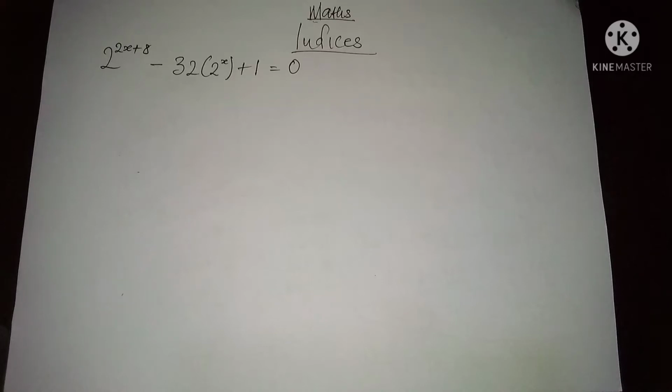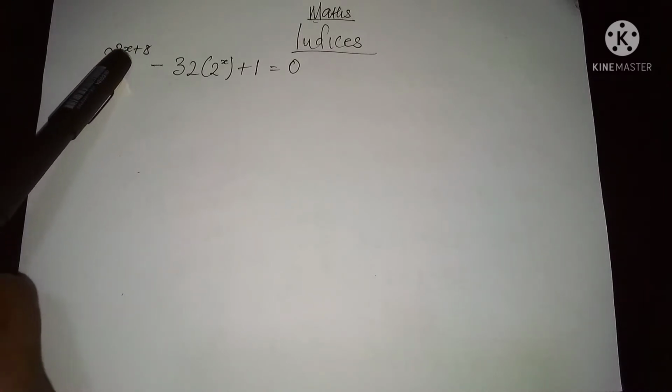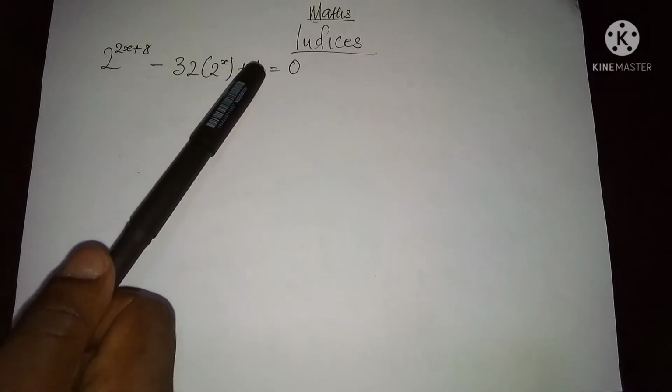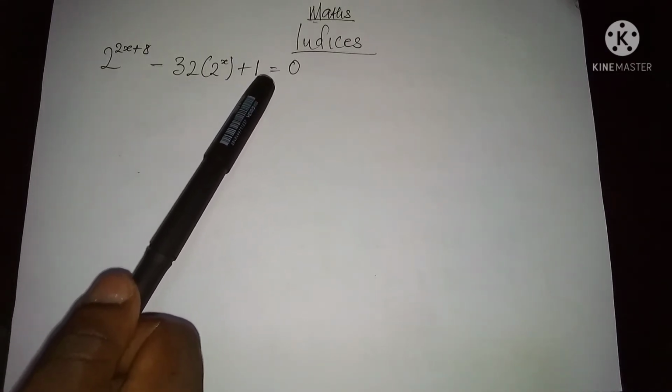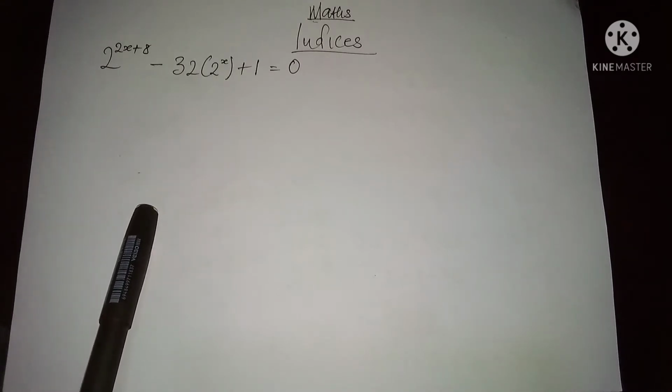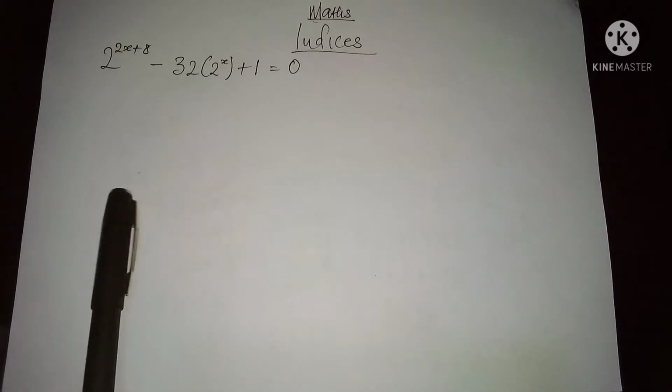Hello everyone. Very quickly in this class, we are going to see how we can solve this problem on indices. We have that 2 to the power of 2x plus 8 minus 32 in brackets 2 to the power of x plus 1 all equal to 0. Now, solving this problem, we need to have in mind the law of indices. We need to always have in mind and respect the law of indices.